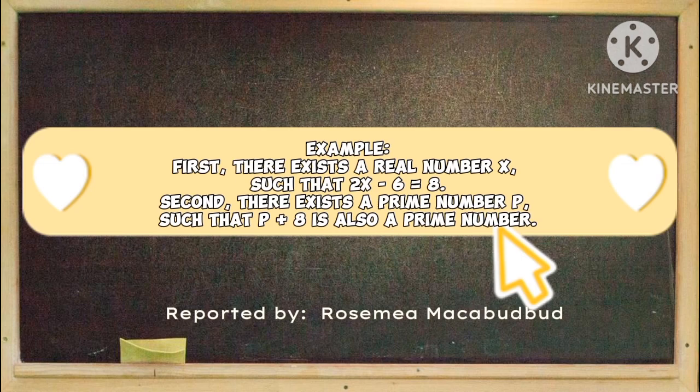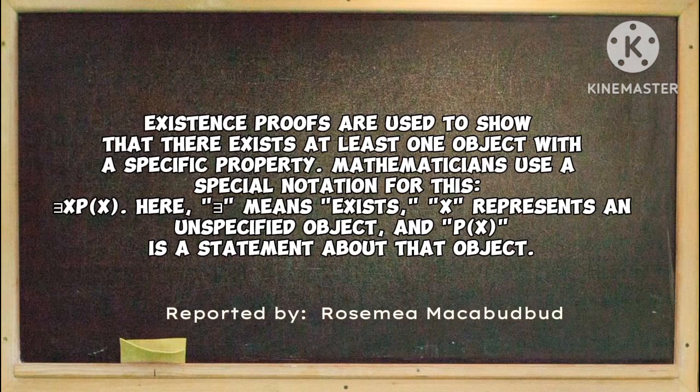For example, first, there exists a real number x such that 2x minus 6 equals 8. Second, there exists a prime number p such that p plus 8 is also a prime number. So let's remember that existence proofs are used to show that there exists at least one object with the specific properties. Mathematicians use special notations for this, as you can see.